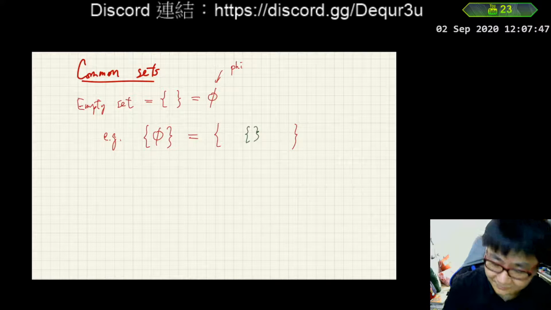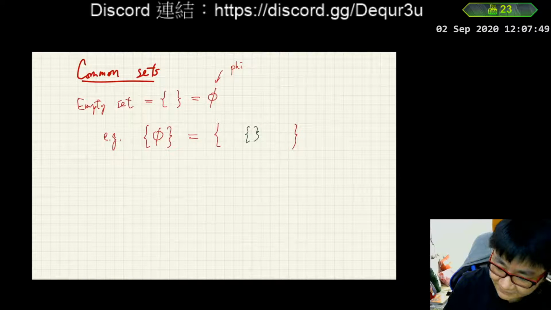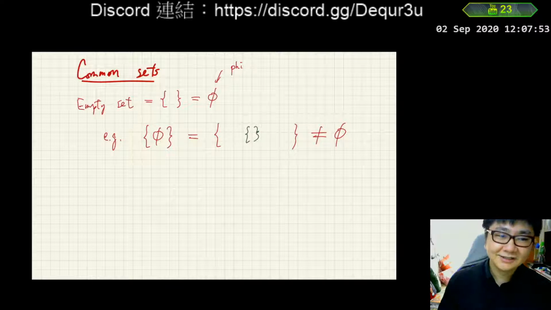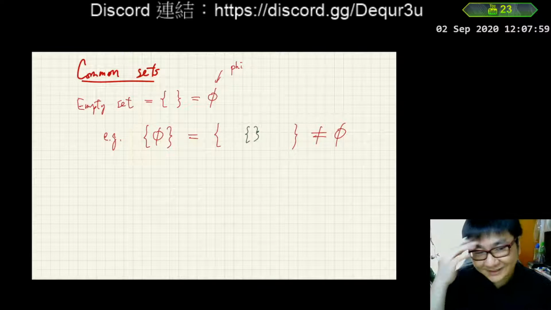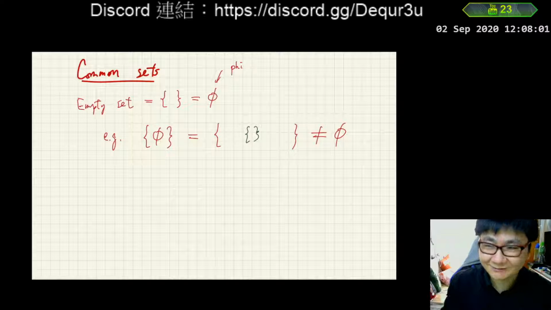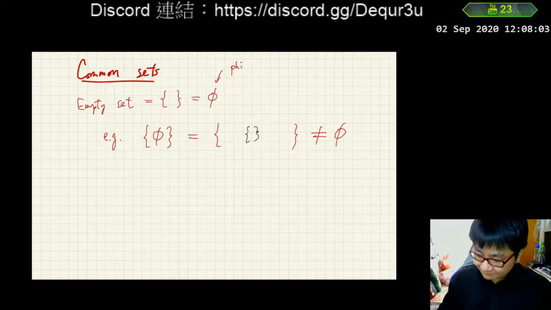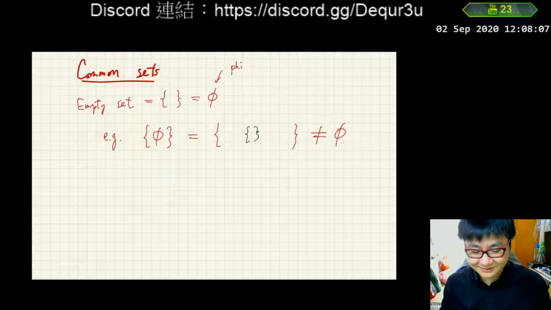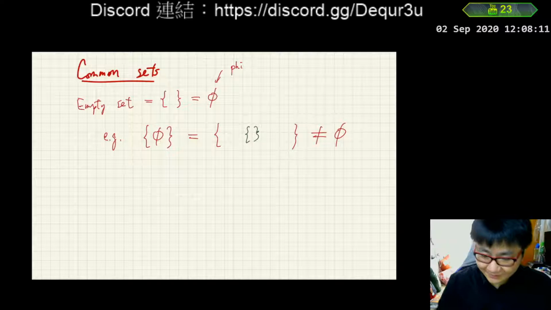Please note that this is not an empty set. A set with an empty set inside is not an empty set, because if it were, it would be really confusing. The first common set, I will say, is the simplest because it has nothing inside. Therefore, we call it an empty set.